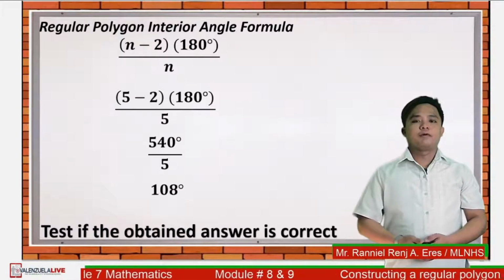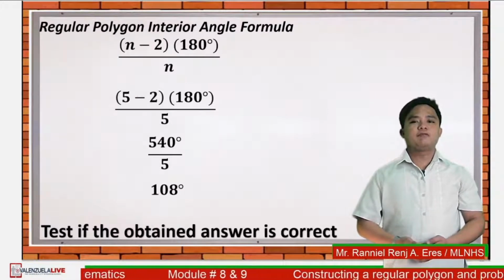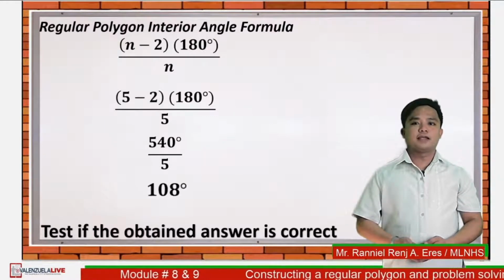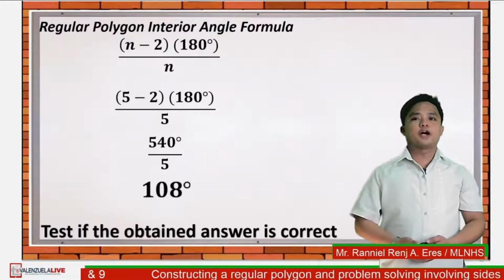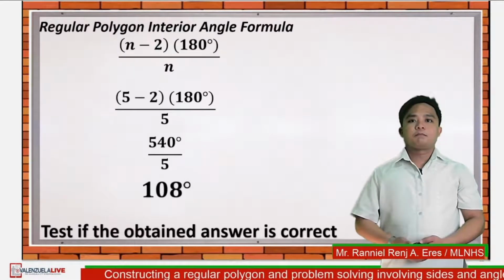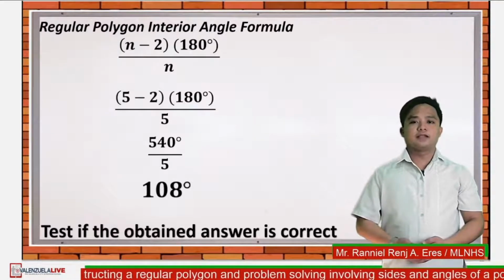We have 540 degrees divided by 5, which is equal to 108 degrees. Therefore, we can conclude that the measurement of each angle of a pentagon is 108 degrees.